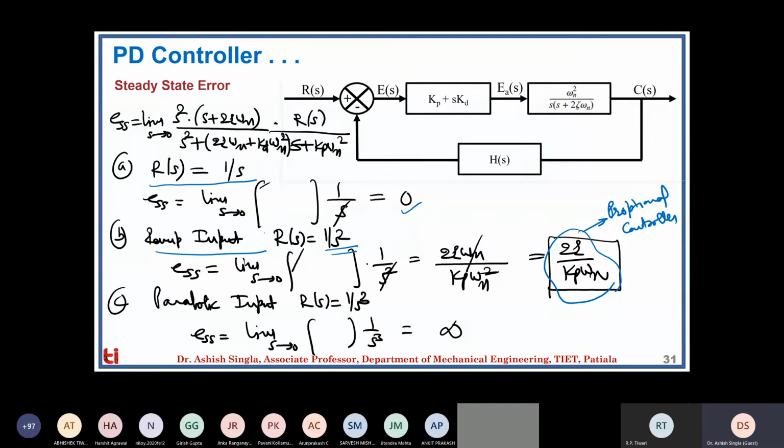So that's the crux, that the derivative control has no bearing on the steady state error. So if we have to decrease or play with the steady state error, either we should use an integral control action or we have to play with the Kp gain. Increasing or decreasing the Kd gain will not help the steady state error. And for the parabolic input, again it is infinity.